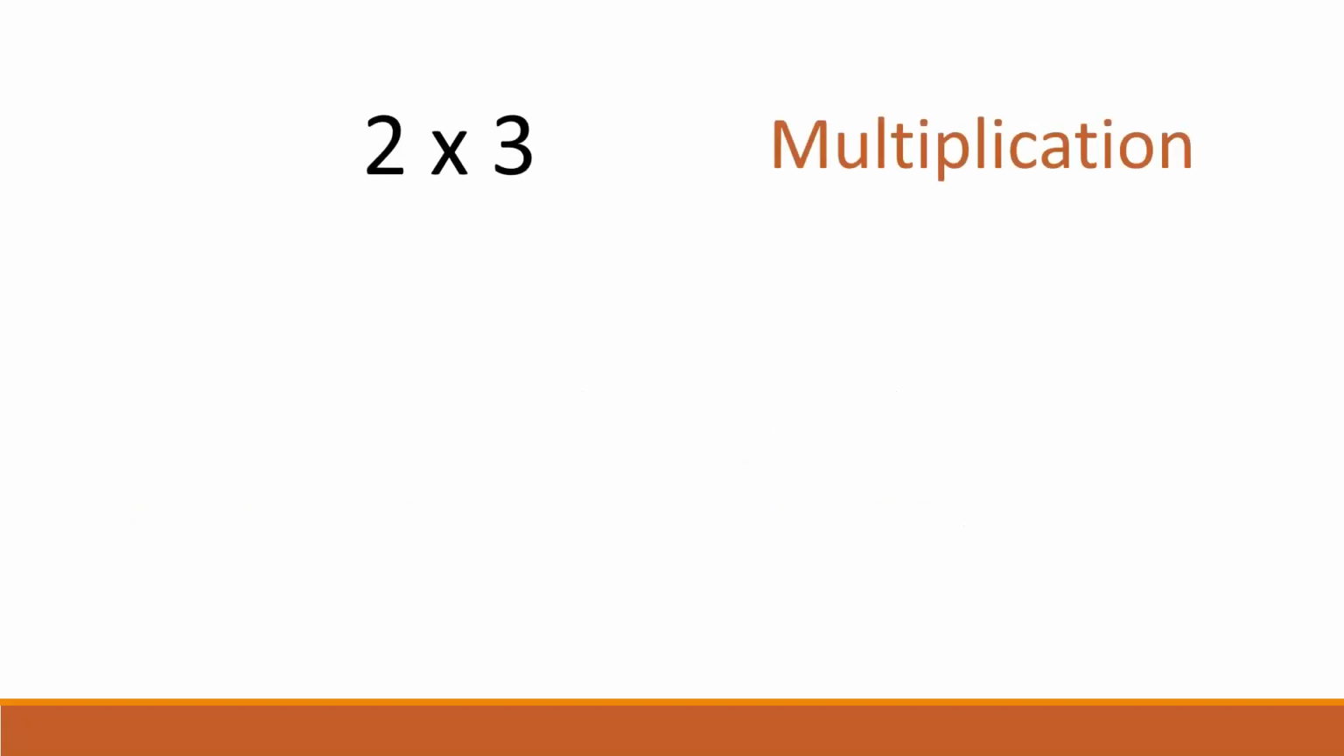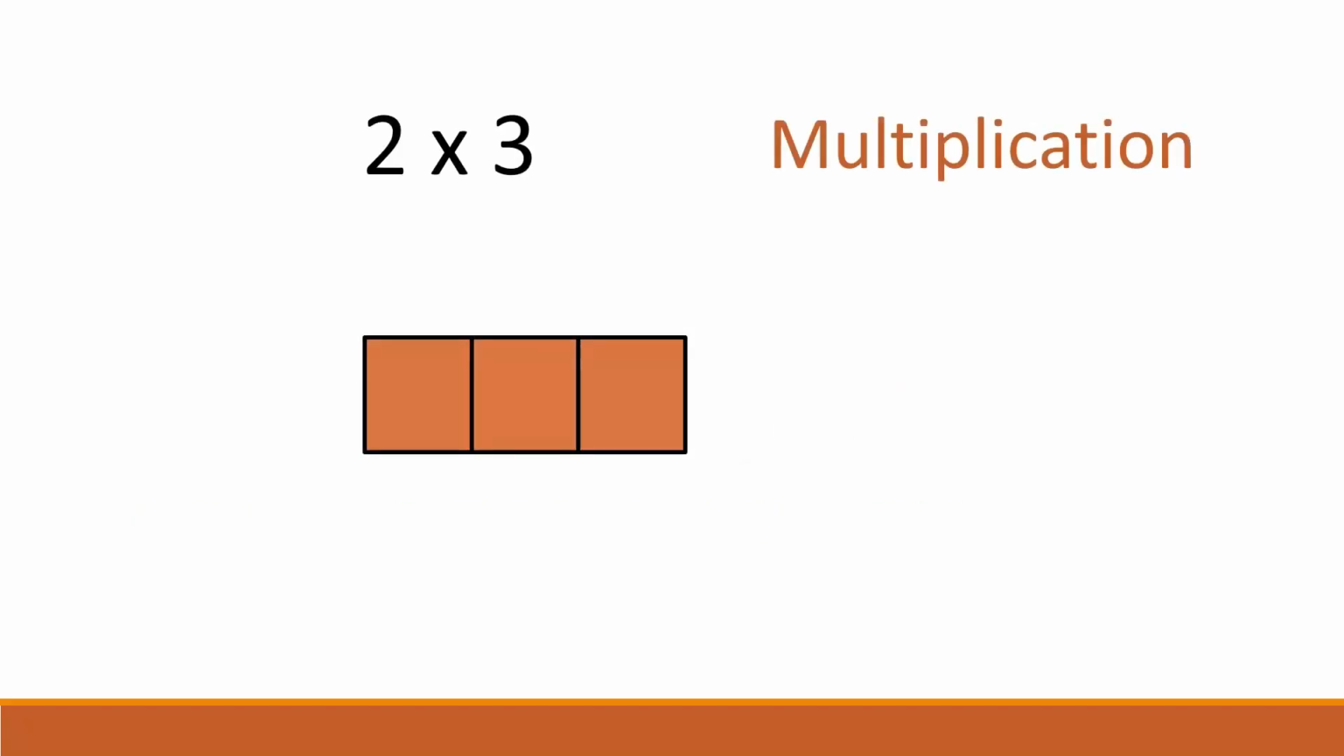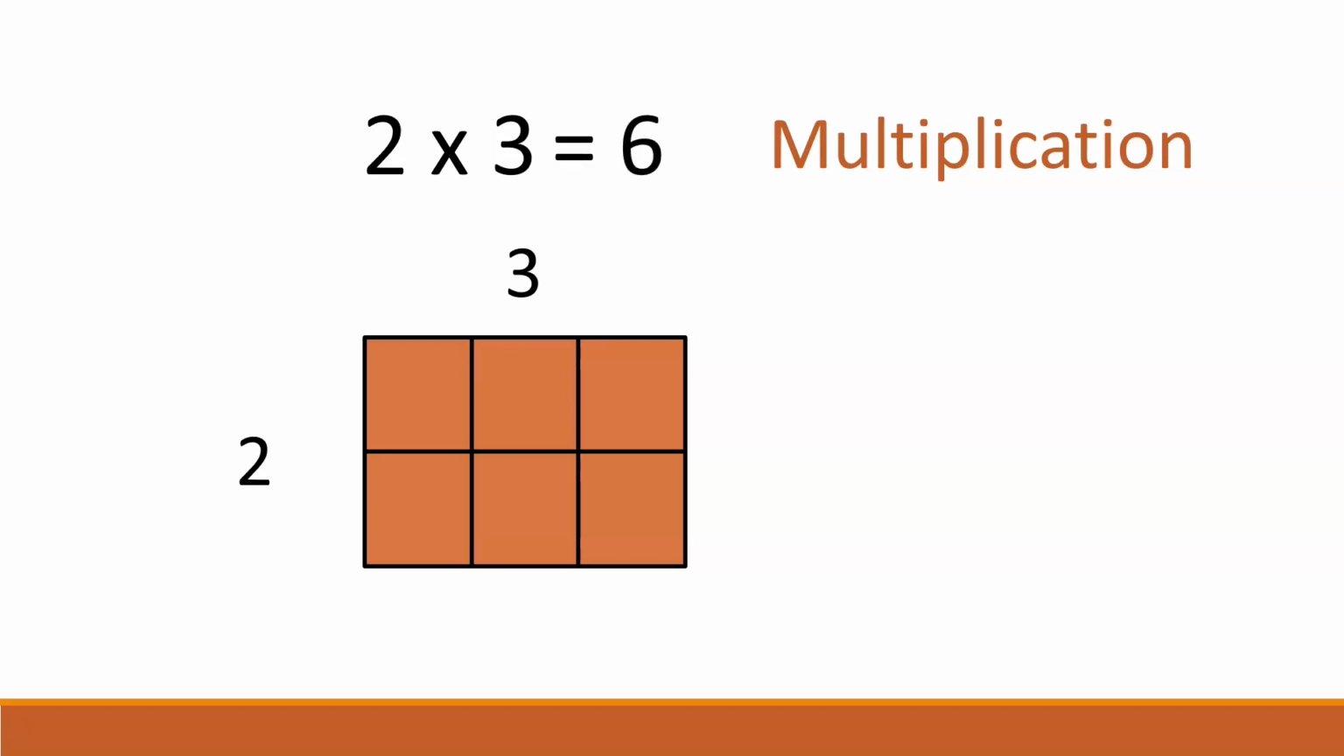We can think of multiplication as repeated addition, and we have area models that will help us see that repeated addition. If we're multiplying 2 times 3, we can think of that as 2 rows of 3 blocks, which gives us a total of 6 blocks. So the product of 2 and 3 is 6.